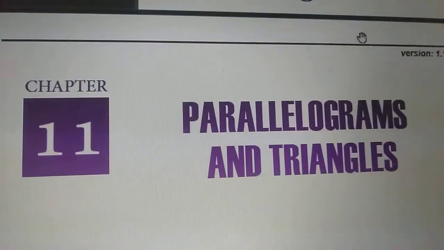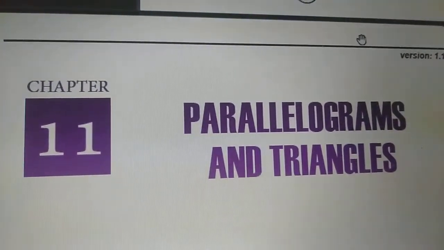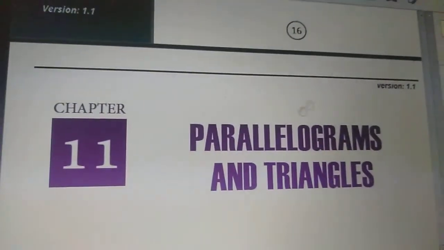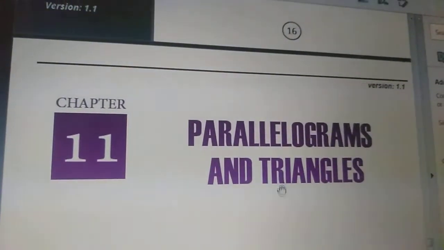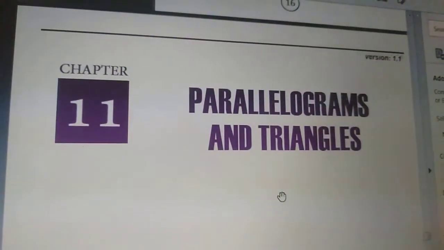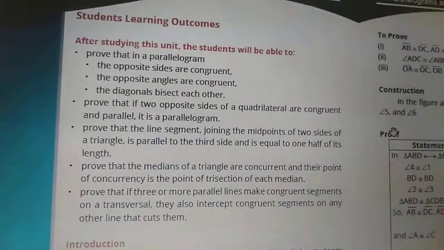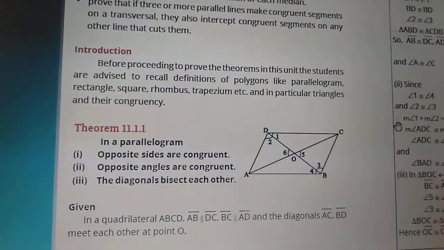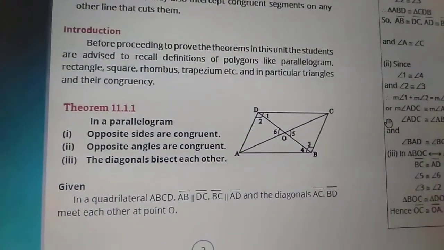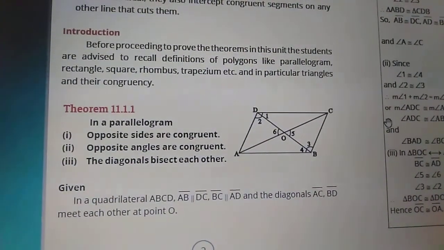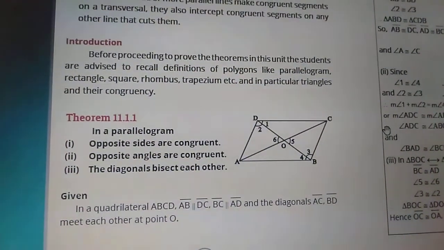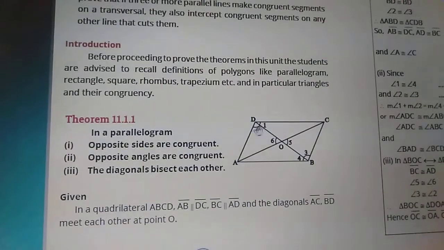Assalamu alaikum students. Today we will start our chapter number 11, which is related to the theorems about parallelograms and triangles. So our theorem number 1 of chapter 11 is this. We will read the statement that in a parallelogram opposite sides are congruent, opposite angles are congruent, the diagonals bisect each other. Here we have the diagram.